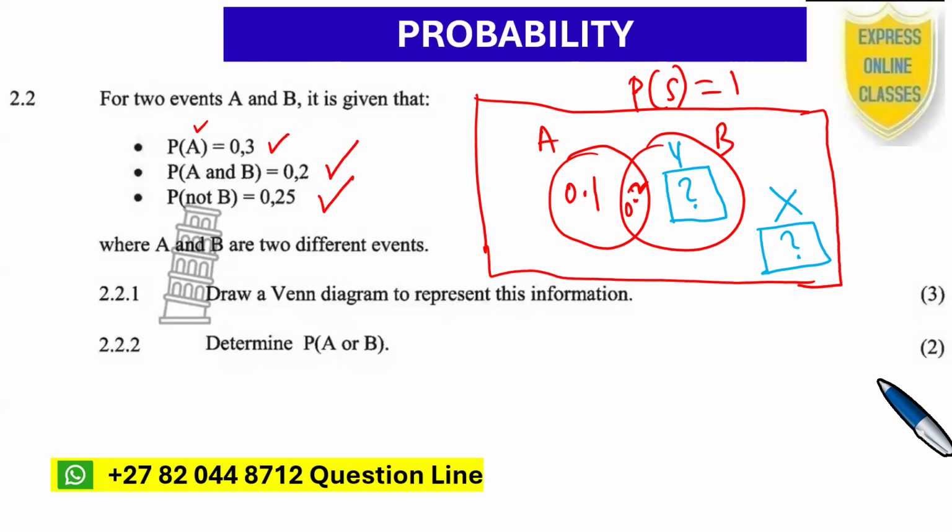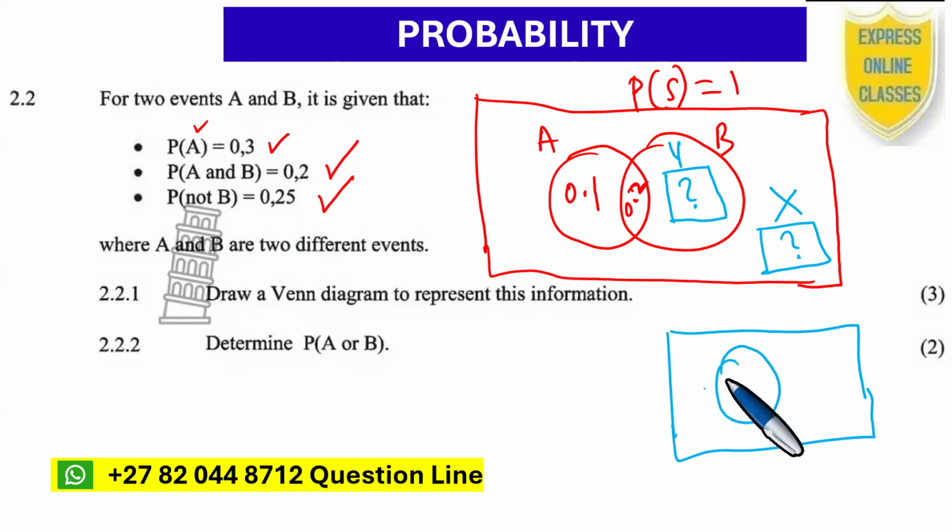Okay, what is X? X is 0.1. Okay, Y. 0.6. Okay, that's fine because we are practicing here. The minute in the exam they tell you the probability of not B would mean this.